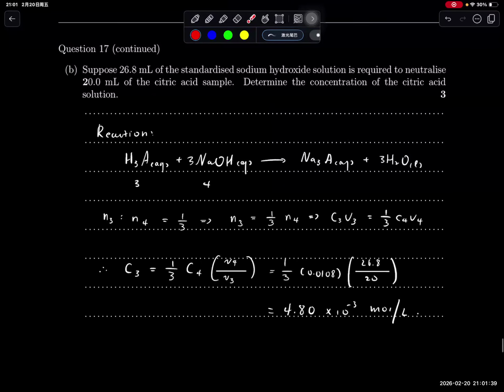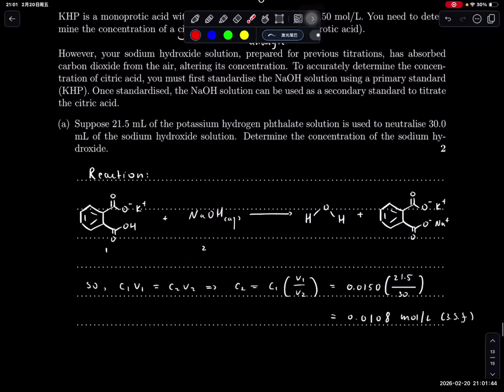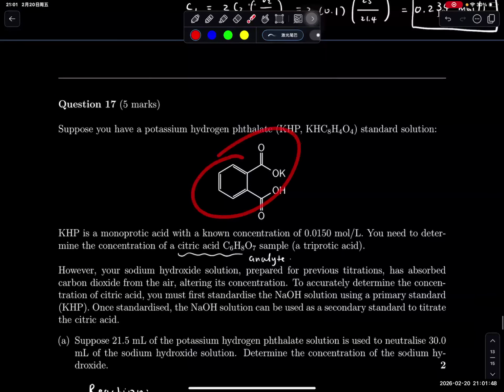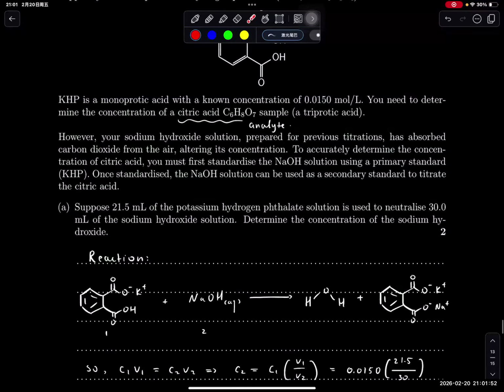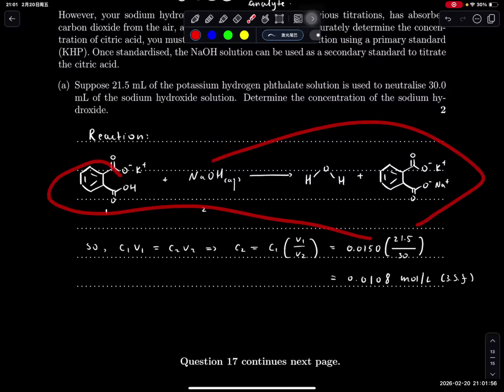I think this question should be pretty straightforward. You might get stuck on this if you don't study organic chemistry, but this is what it is. The chemical reaction should look like this.